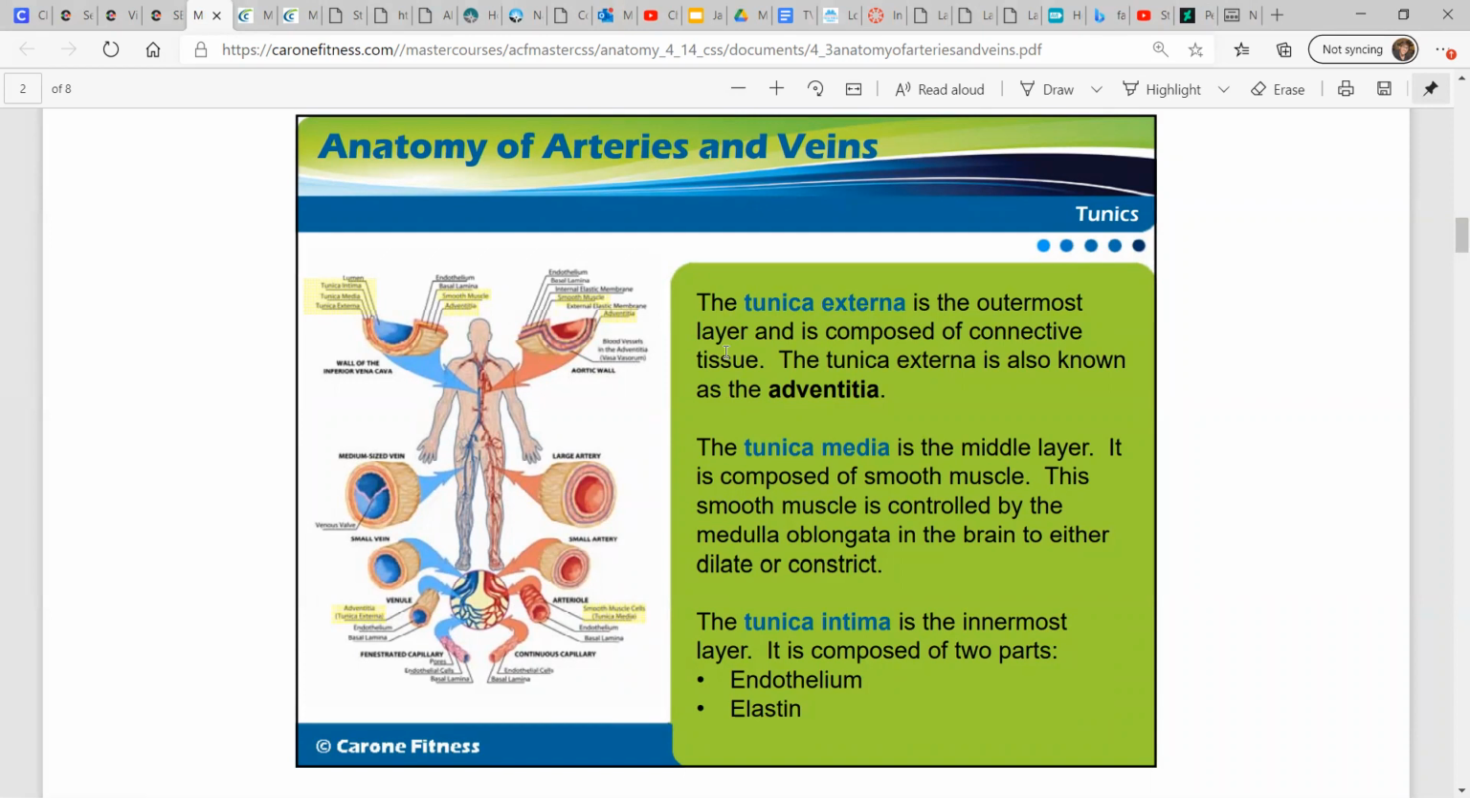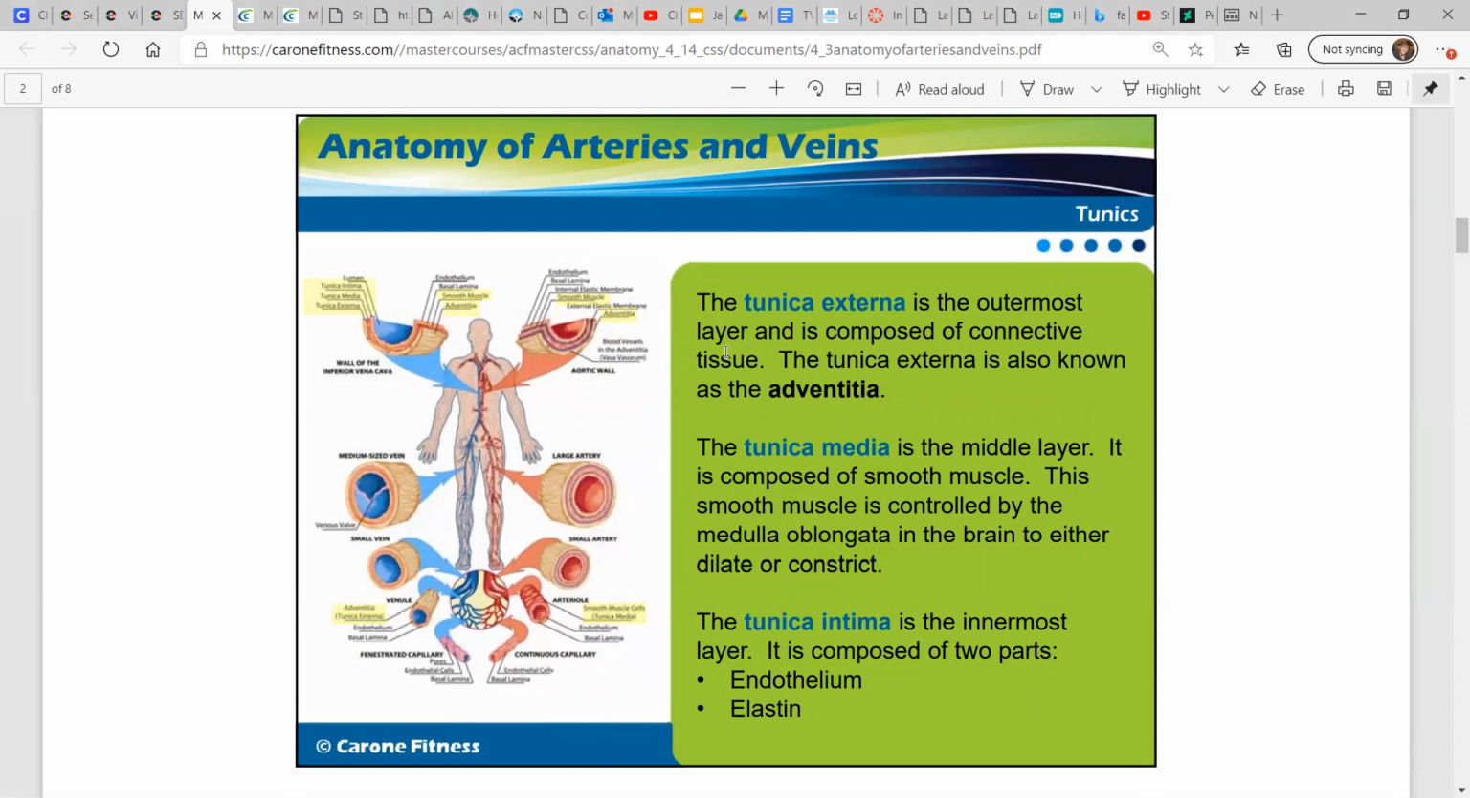The tunica media is the middle layer. Media, middle. And it's composed of smooth muscle. So we have the externa, that is made of connective tissue. The media, the middle layer, is smooth muscle. And this smooth muscle is controlled by the medulla oblongata in the brain, and that instructs it to either dilate or constrict.